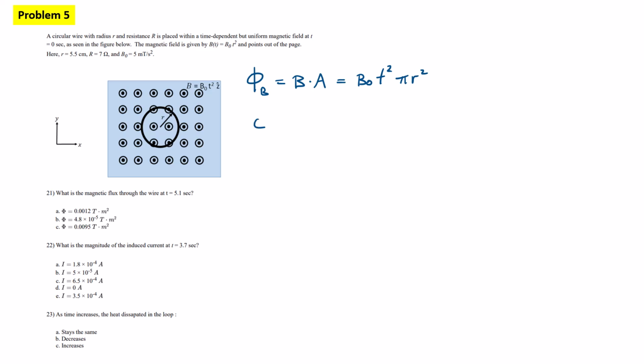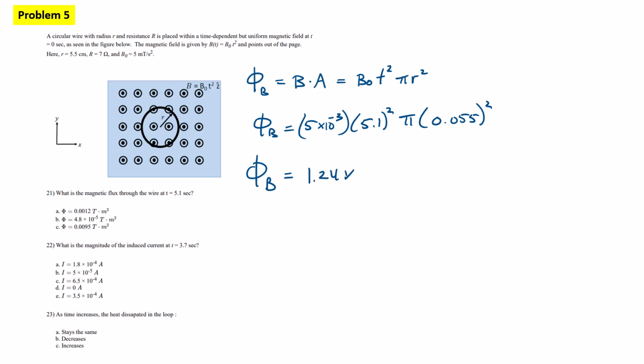Now we can go ahead and substitute in all our values. The magnetic flux, B0 now is 5 millitesla, so that's 10 to the minus 3. All right, to convert it to SI units, what else? The time now, we're looking specifically at this time point, 5.1 seconds. Have to square that value. And pi multiplied by the radius, 0.055 meters. All right, go ahead and substitute this. Okay, so what do we get? I think you should get something like 1.24 times 10 to the minus 3 Tesla meters squared. That corresponds to choice A as the best choice for this.